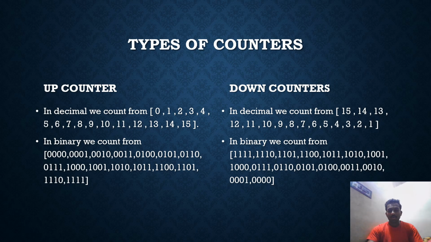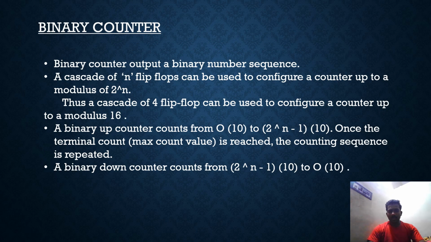As usual, in a down counter, in decimal we count from 15, 14, 13 in the reverse order till 0. In binary also it repeats from 1111 to 0000. It's a reverse process of the up counter. A binary counter only gives the output of binary number sequence, meaning a binary counter will give only 0s and 1s.